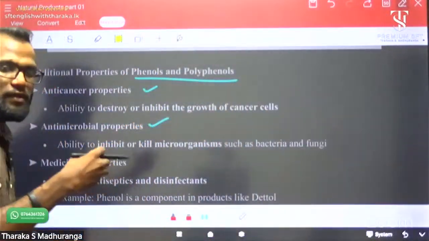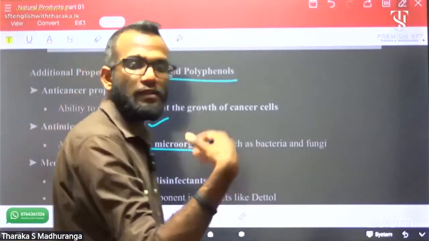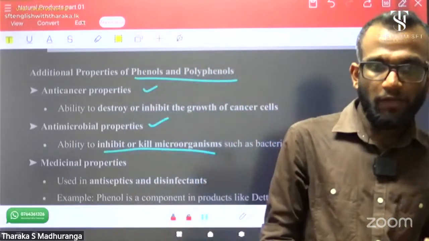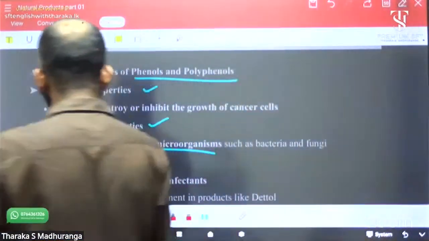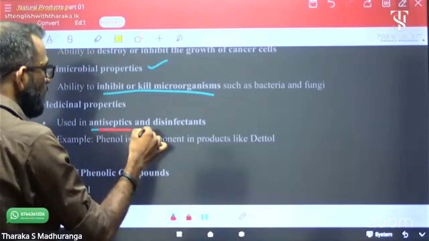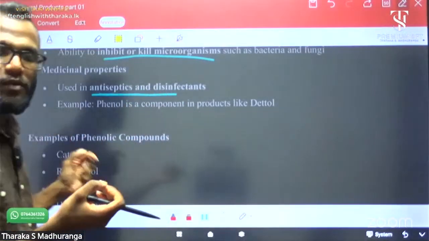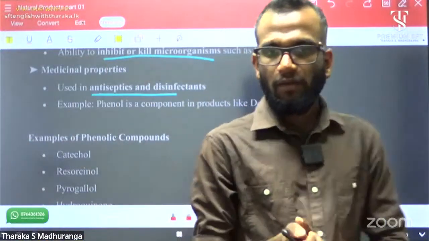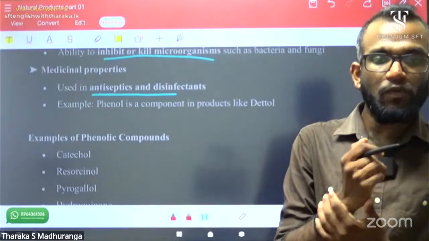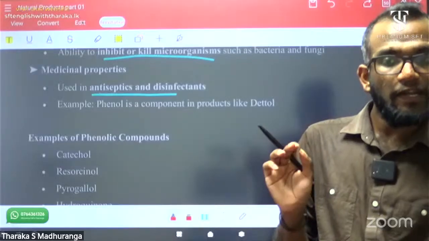Antimicrobial properties mean that if there are any harmful microorganisms, they can be killed by these phenol and polyphenol compounds. Medicinal properties, anti-infection: they destroy harmful microorganisms in our body. That's called antioxidant property. All phenols and polyphenols contain this antioxidant property.